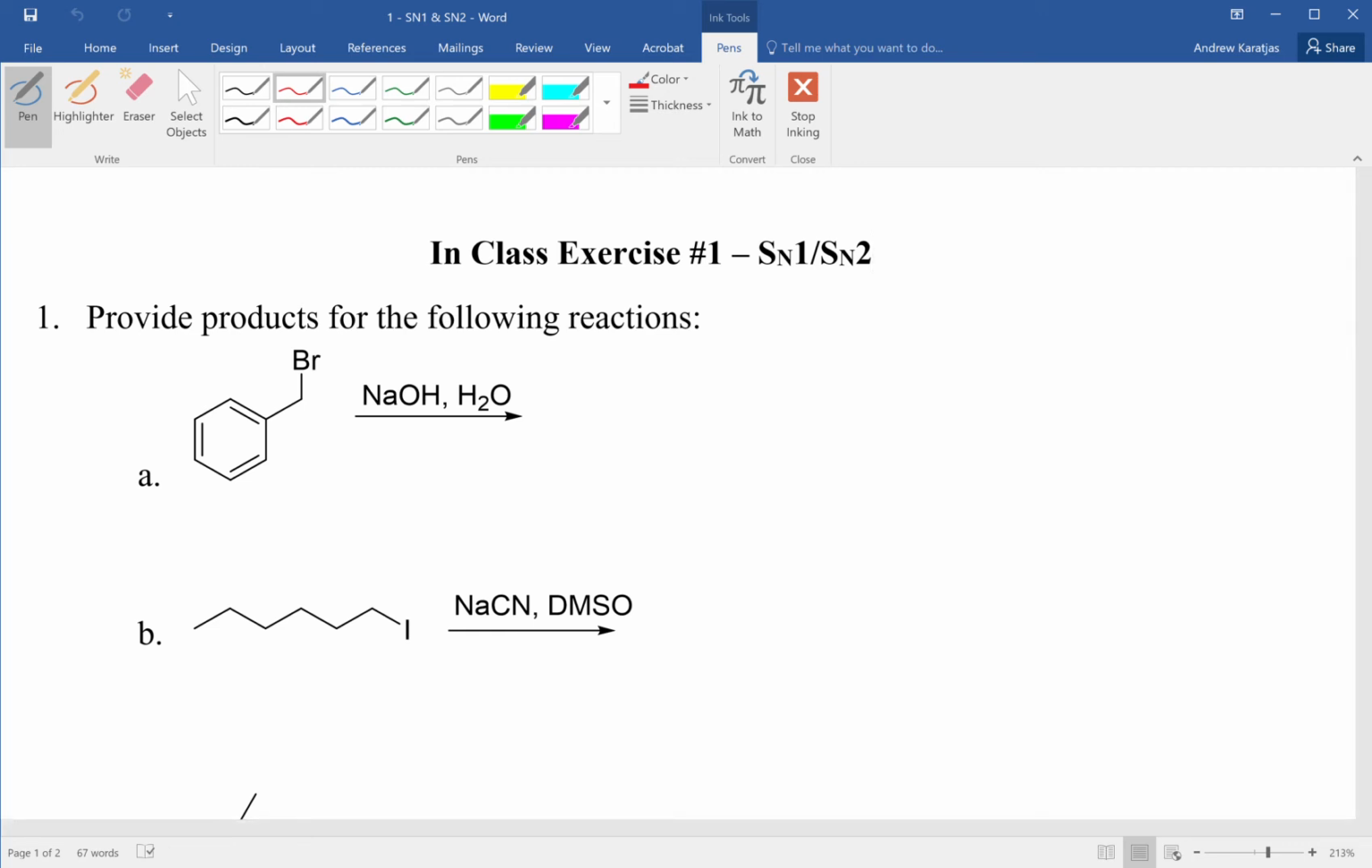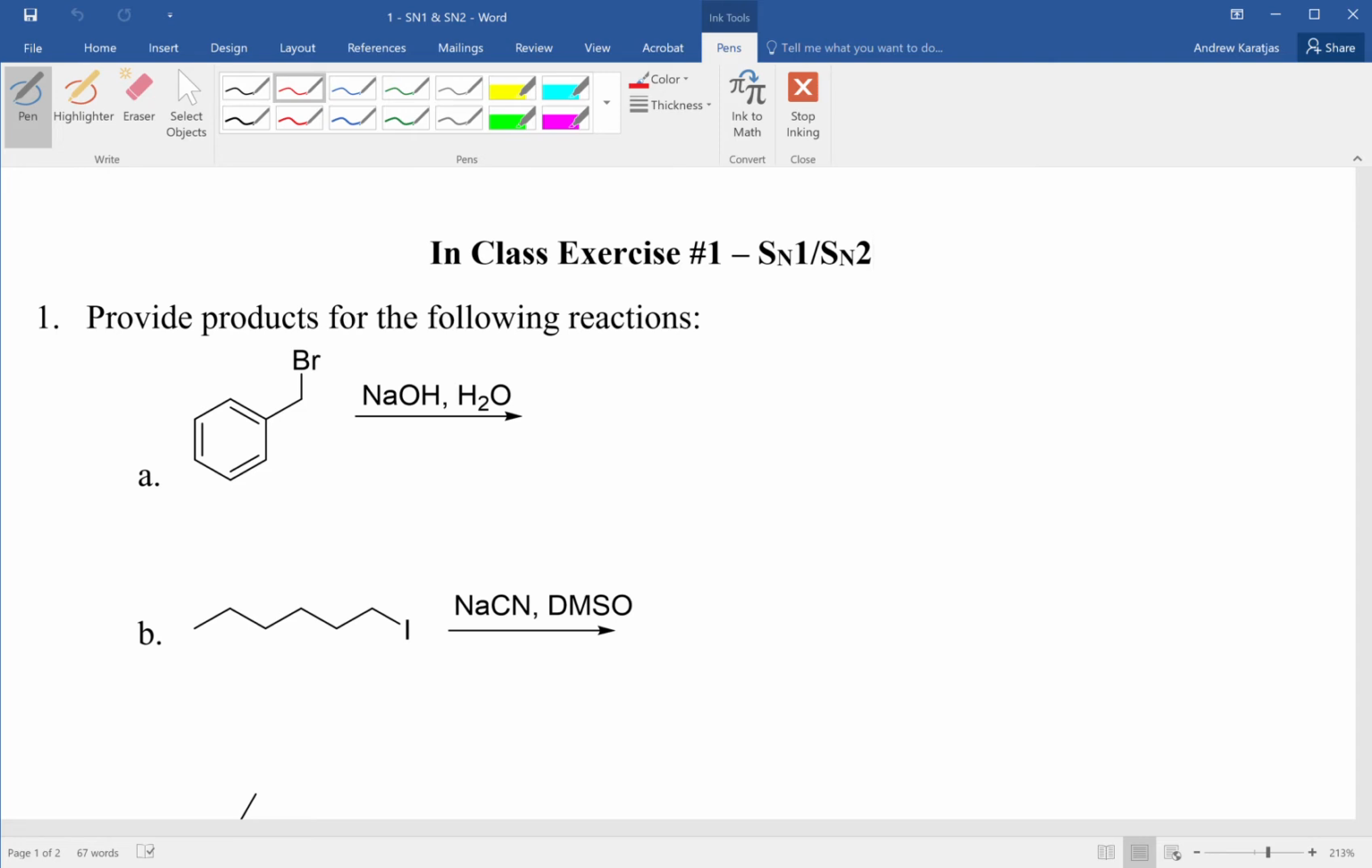So now we're going to go over our in-class exercise here on SN1 and SN2. But before we go into that, I want to stress further something that we talked about in Organic 1. And that's that these in-class exercises are just a few practice problems on each topic. And if you want to be successful in this course, you need to do as many practice problems as possible.